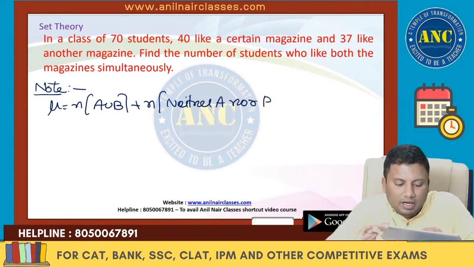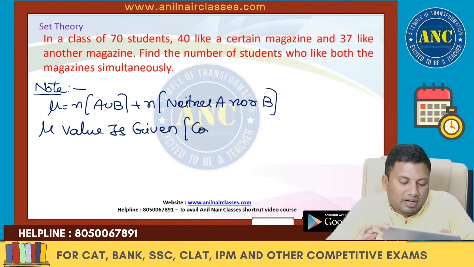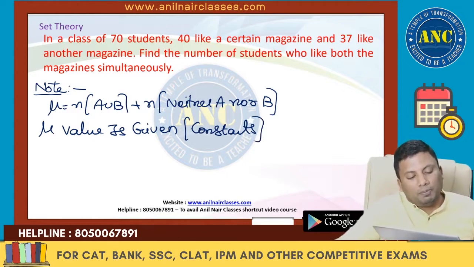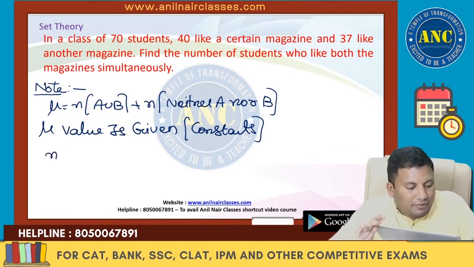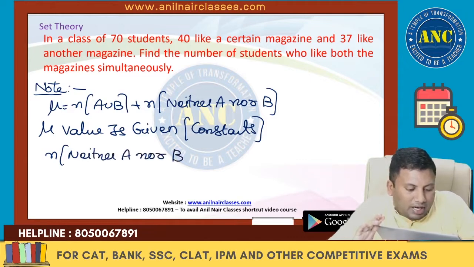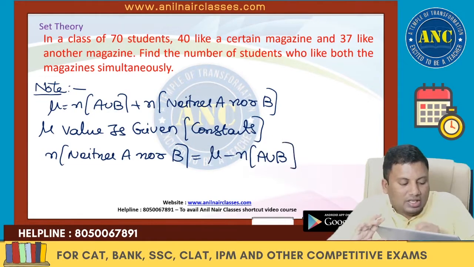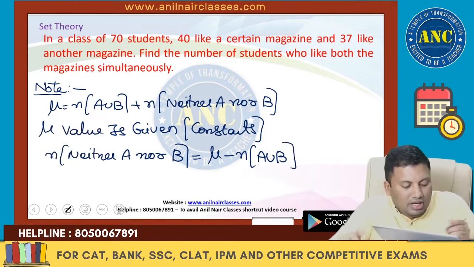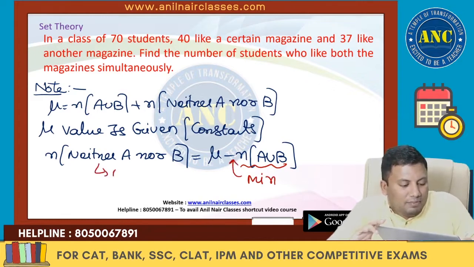If mu value is given, some constant value is given, number of students in a class, number of people watching a movie, number of people in a park, number of lecturers in a college, then n of neither A nor B will become mu minus n of A union B. That means if this is minimum, because there is a minus sign, this will be maximum.